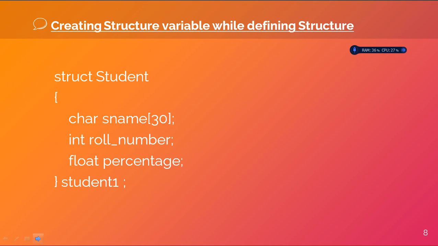Now see how we can create a structure variable while defining the structure itself. So here struct student is my structure name. It consists of three data members: student name, roll number and percentage. Here I have given student1, which is the structure variable I created for my structure student.